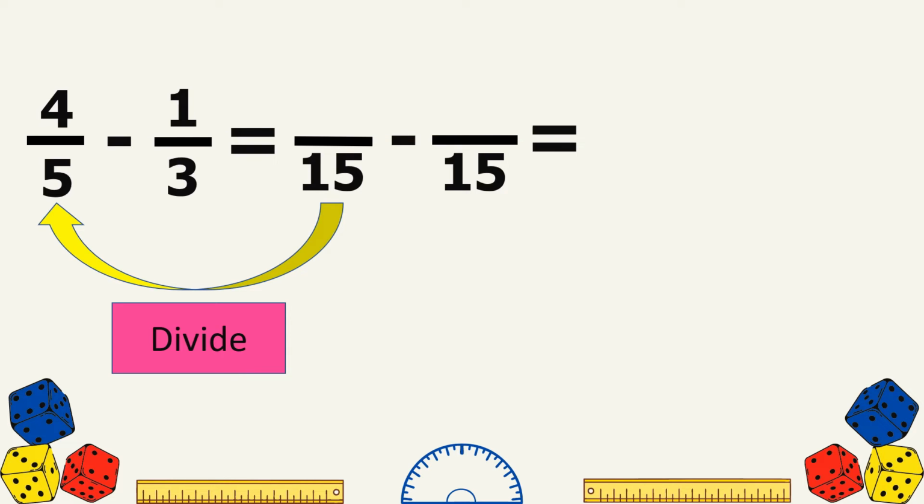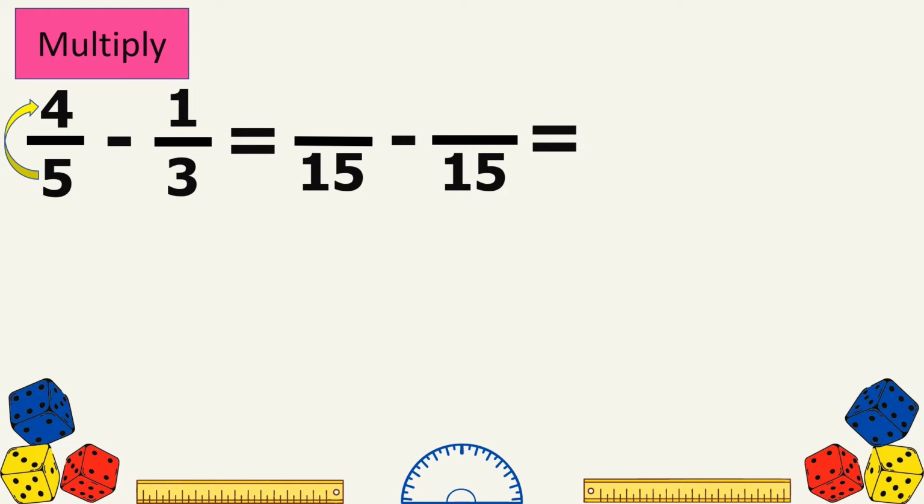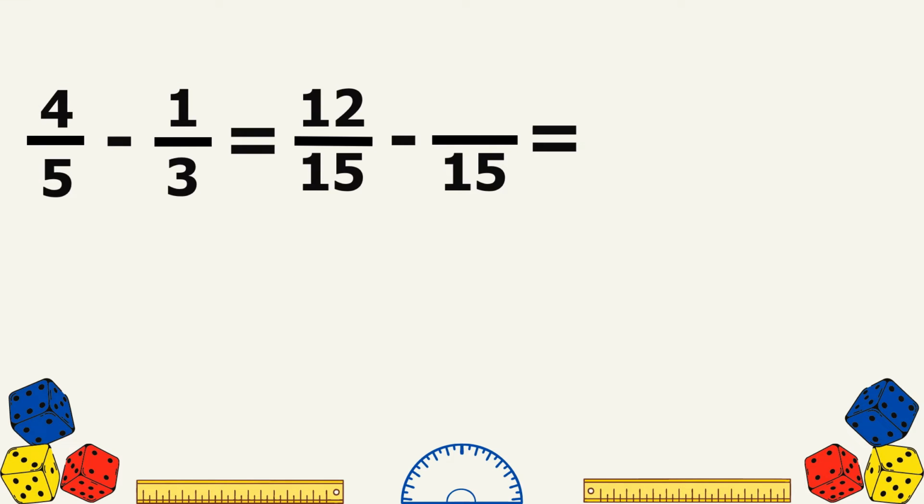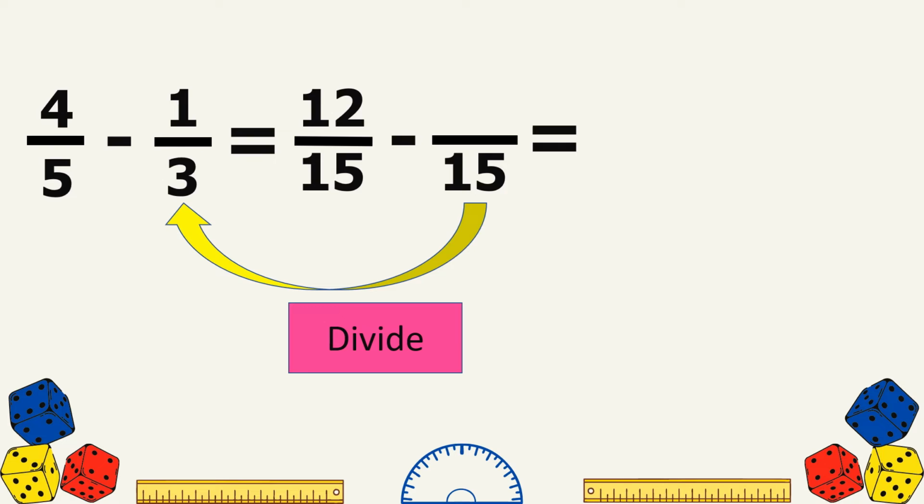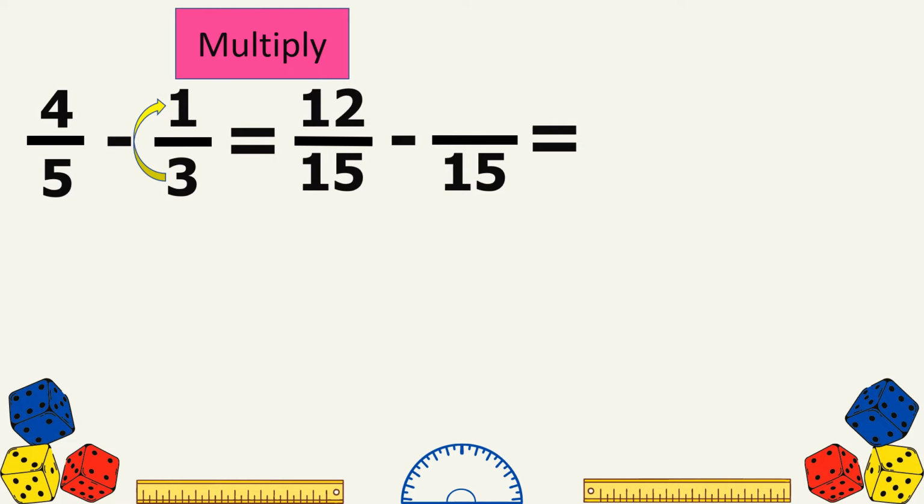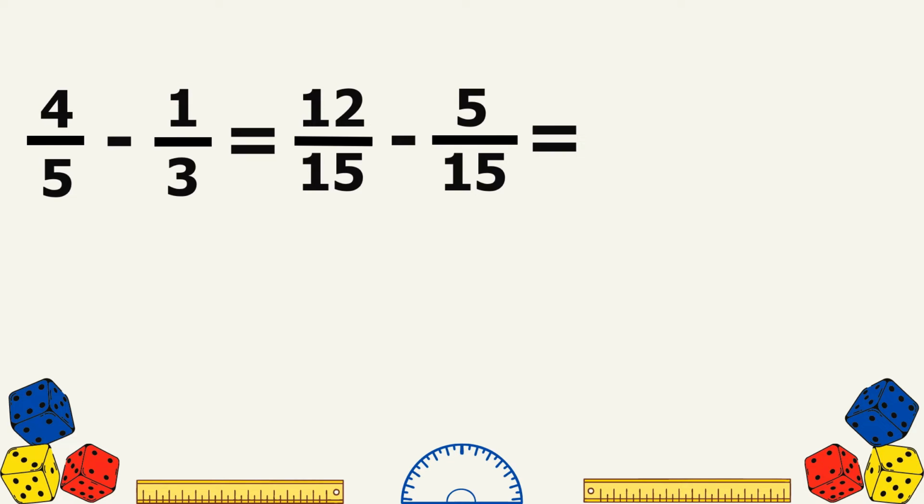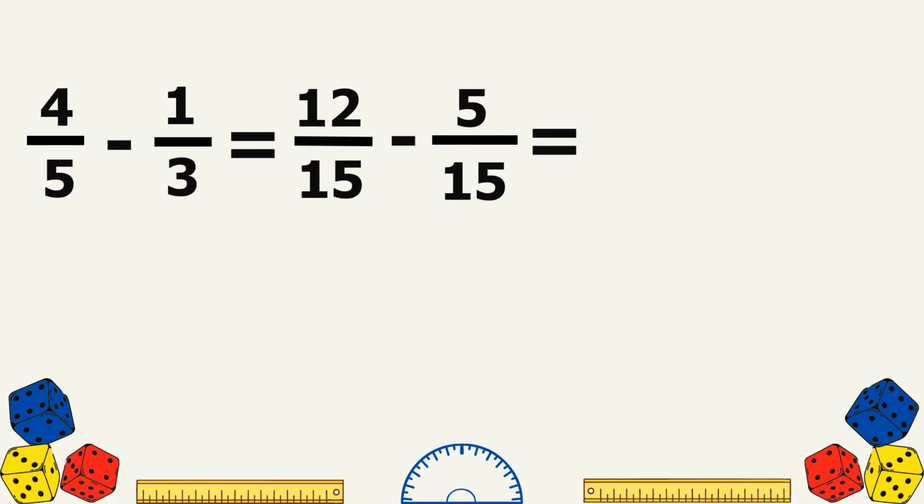15 divided by 5 equals 3. Then multiply. 3 times 4 equals 12. Then let's find the new numerator of the second fraction. Let's divide. 15 divided by 3 equals 5. Then multiply. 5 times 1 equals 5. So the fractions are now similar and we can already proceed with subtraction.